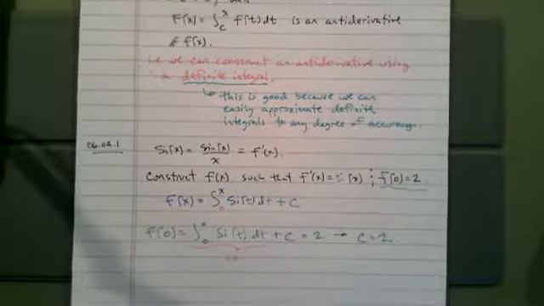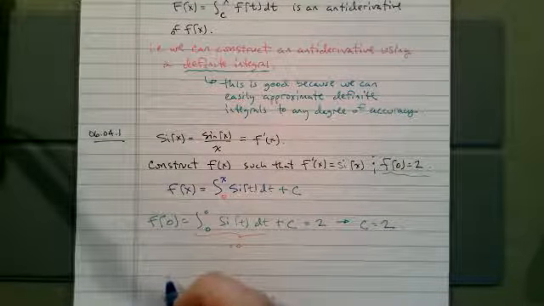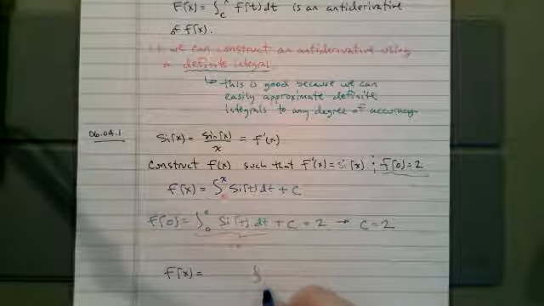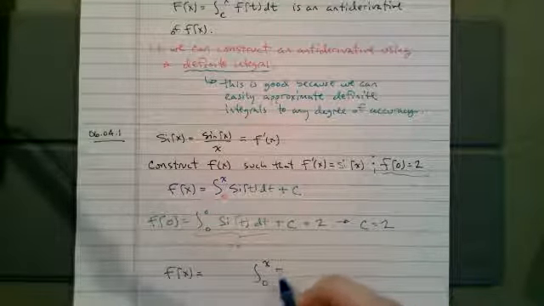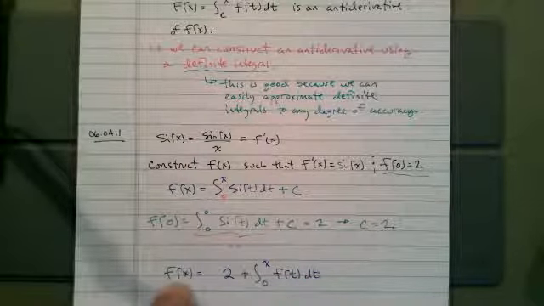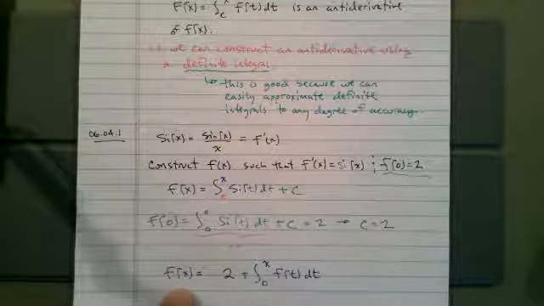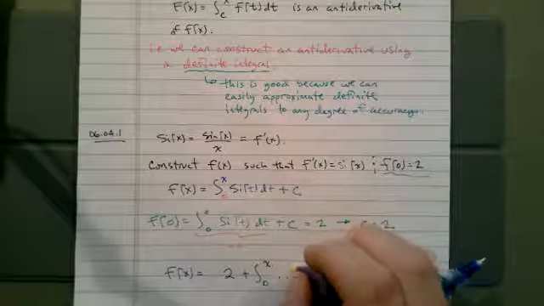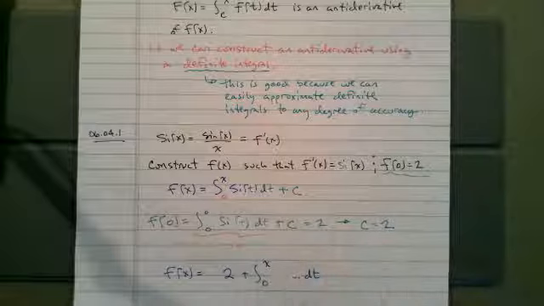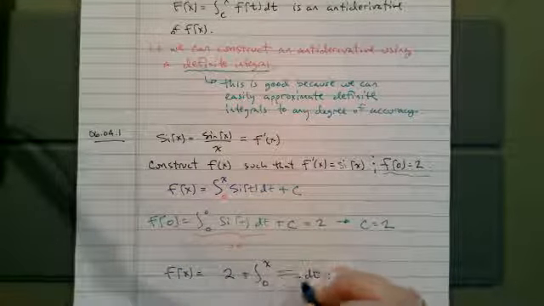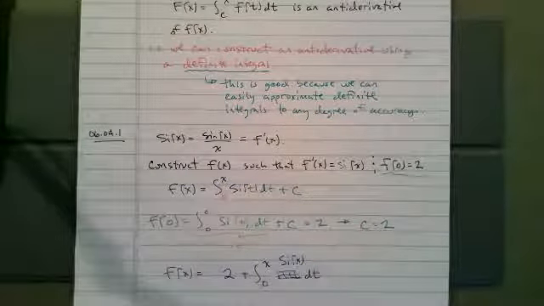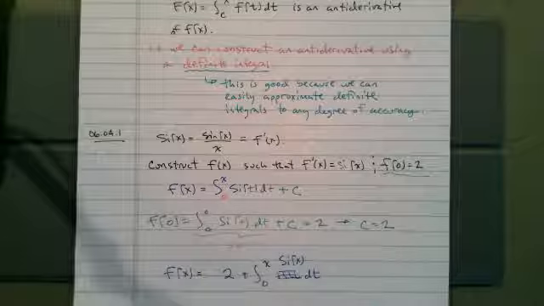So the antiderivative that fits the description, we use the second fundamental theorem to construct the family of functions, and then we just add 2. So when we plug in 0, we get 2. And when we take the derivative, we get the psi function. Any questions?